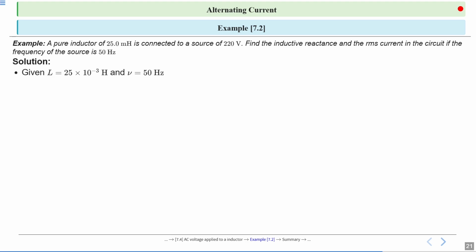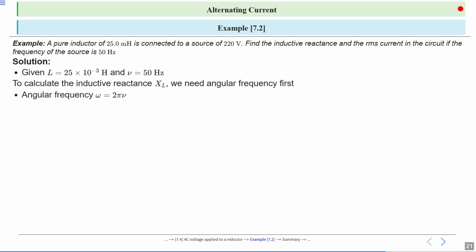So what is given? Self-inductance is given, 25 × 10 to the minus 3 Henry, and frequency nu is given, 50 Hz. To calculate the inductive reactance XL, what is XL? Which is equal to omega L. So we have to find omega first. So we need the angular frequency first. So angular frequency omega is equal to 2 pi nu. So nu is given in the question. So omega is equal to 2 pi into 50. So omega is equal to 100 pi radian per second.